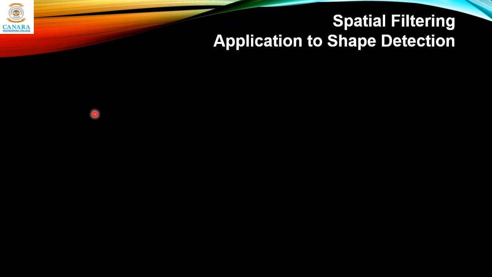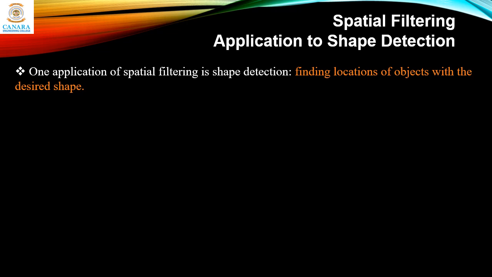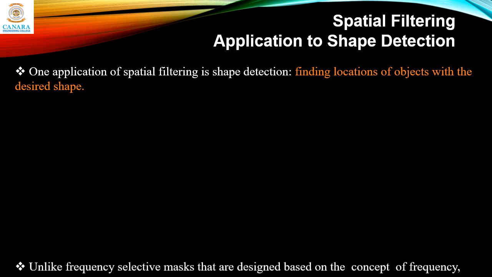In order to perform the segmentation, we need to find the image attributes. It could be an edge or a particular shape or a line or a dot. So for that, we can use the spatial filtering application as a tool to detect the shape. So we basically try to find the location of objects with the desired shape.